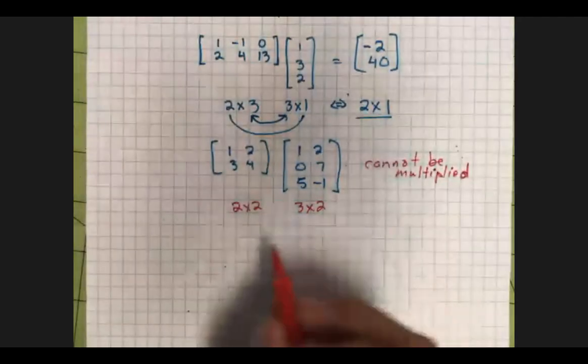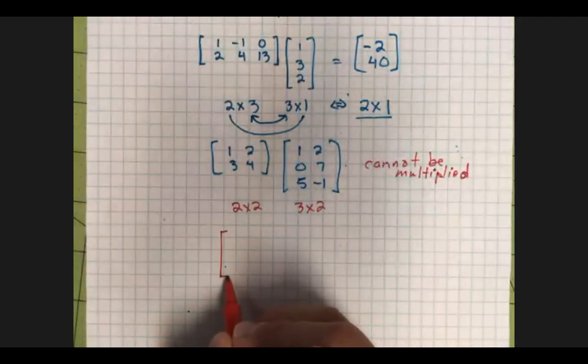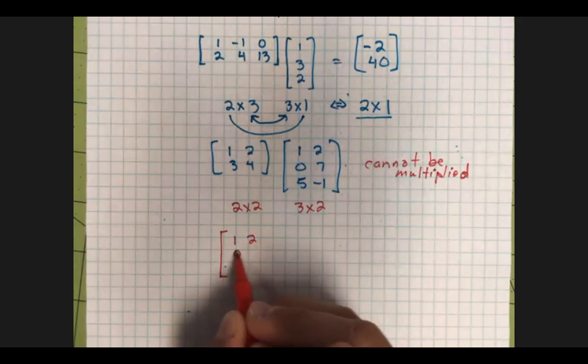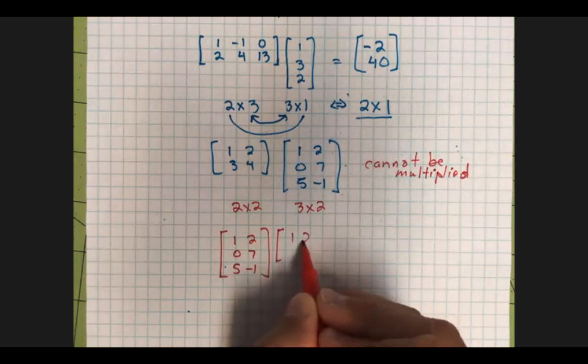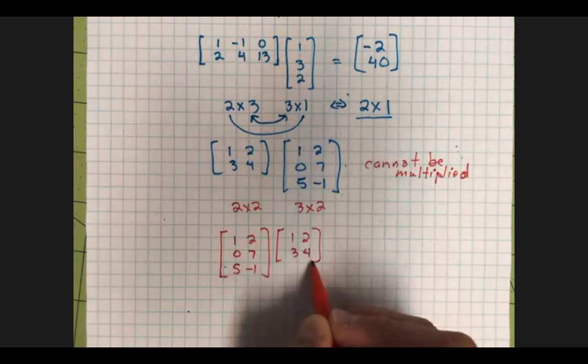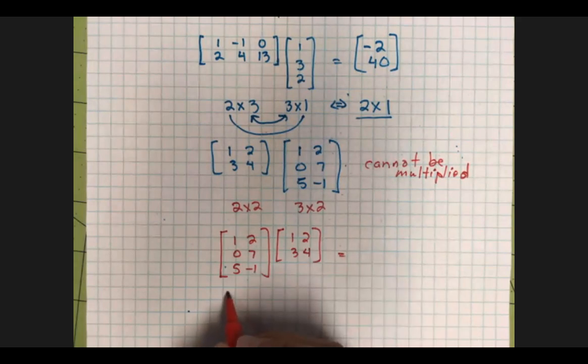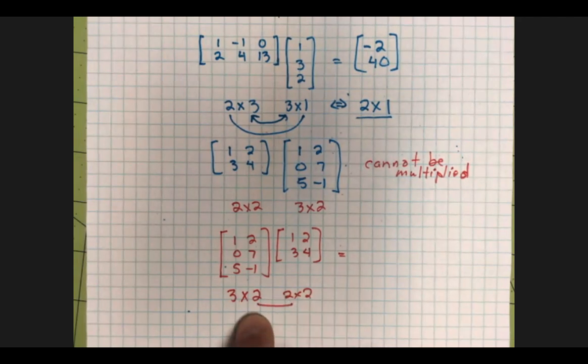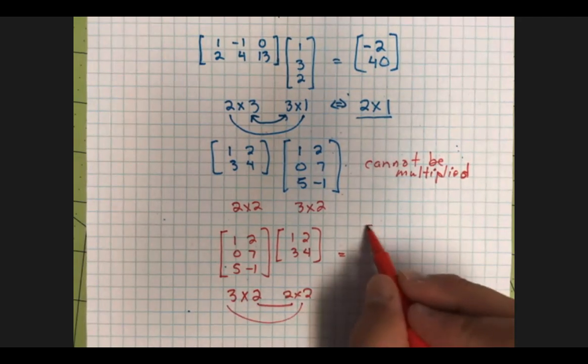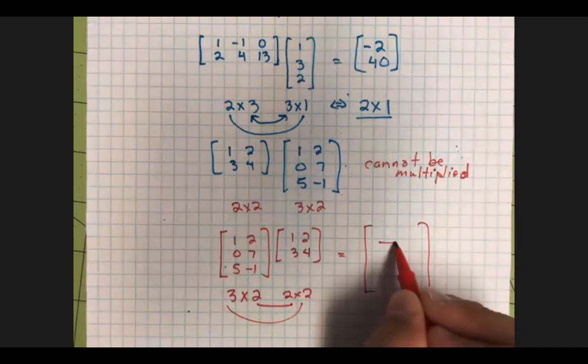On the other hand, if I wrote them in the other order, [1, 2, 0, 7, 5, -1] and [1, 2, 3, 4], the number of columns here matches the number of rows here. So it's perfectly legal to multiply them. And you can even tell me how big the answer is going to be. The answer is going to be 3 by 2.